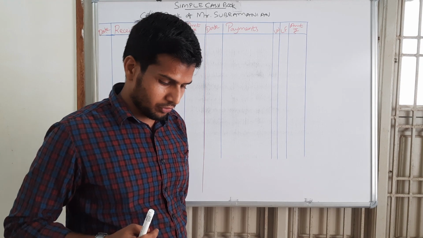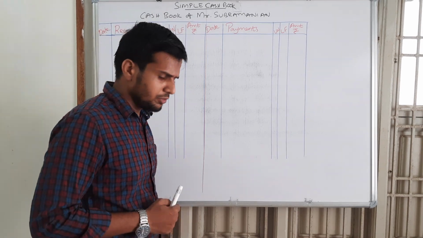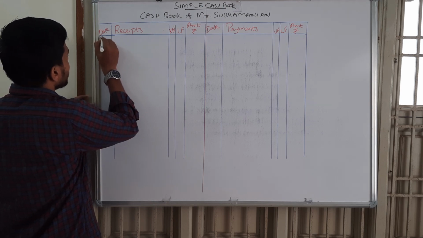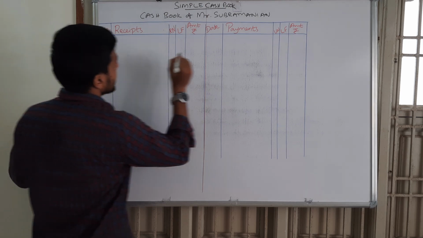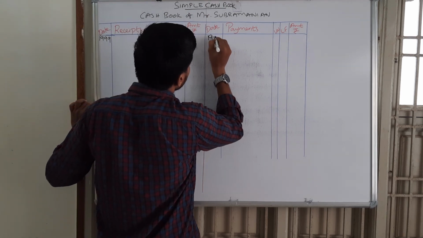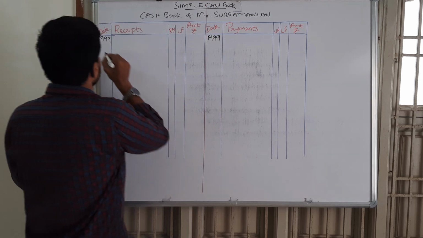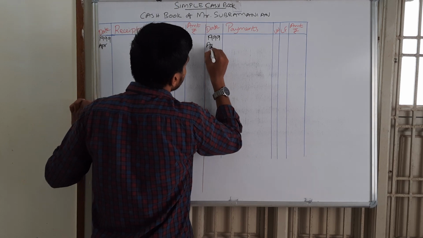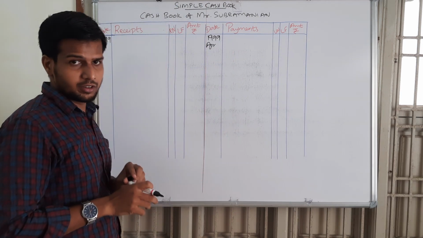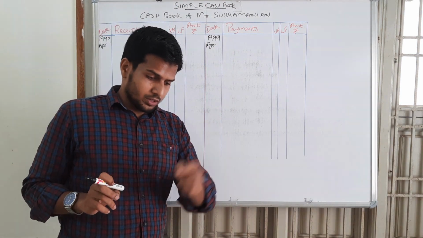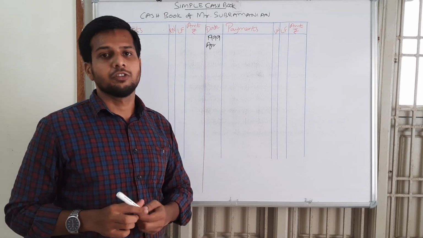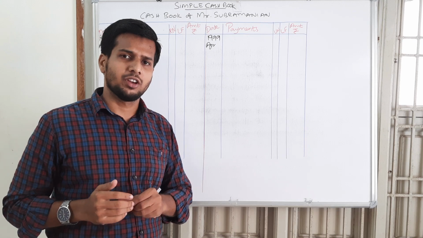Okay, so for this purpose, first we need to write the date on both sides, that is 1999, April. April is the month of the transaction that is given. Okay. Look at the first transaction on April 1. Commenced business with cash. What will be the journal entry?